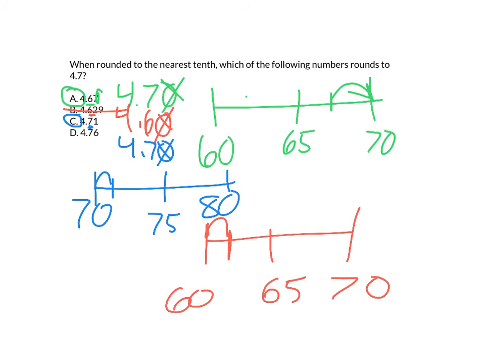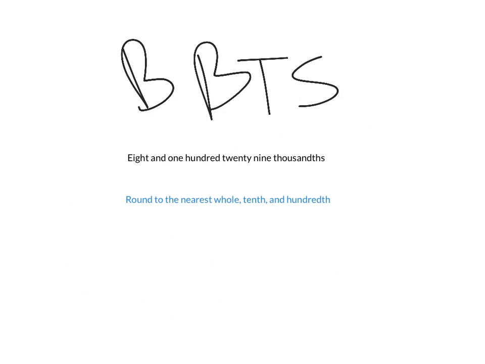And finally, D is 4.76. So again, I'm between 70 and 80. And 76 is about right there. So that would give me 4.80. Cross off that 0, so that is not a correct answer. So it's still rounding, it's just asked in a different way.